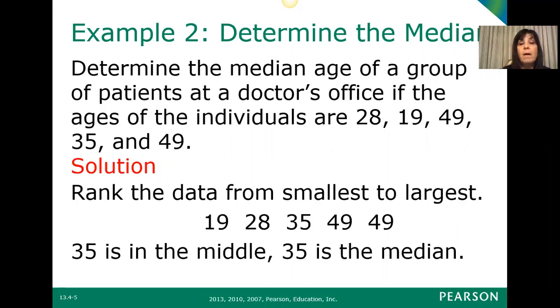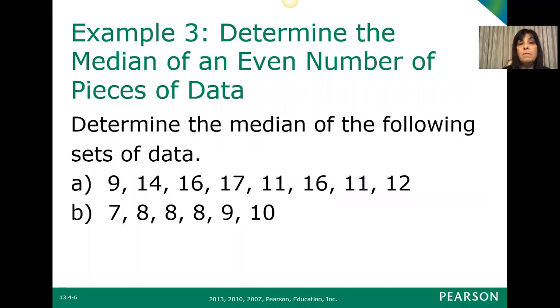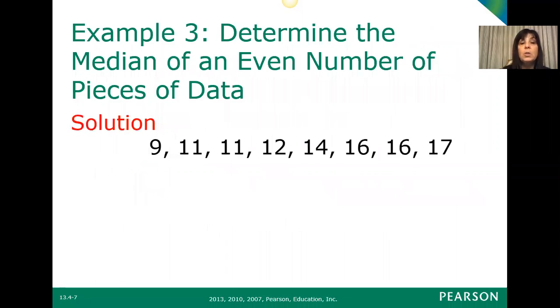Now, if we have a set of data that has an even number of pieces, I have 2 examples. One has quite a few pieces. The other has about 6. We would first do the same thing we did with the other one, and that is to rank them from smallest to largest. So for the first example, I would put 9, 11, 11, 12, 14, 16, 16, 17. Now we have a problem with this because there is an even number. There are 8 pieces of data, so there is no middle.